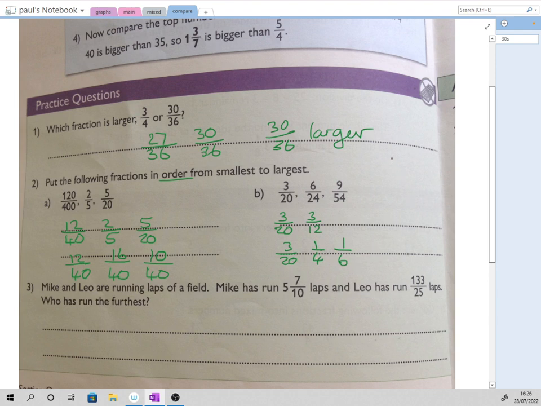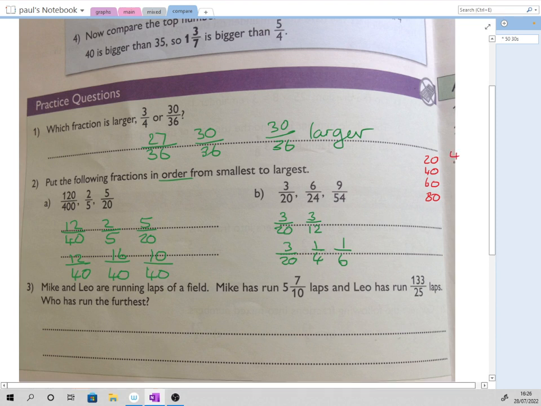So I'm going to do up here, it's sort of in the corner of your paper, I would do 20, 40, 60, 80. There's all the multiples of 20. Now I do 4, 8, 12, 16, 20. That looks nice. But what about 6?